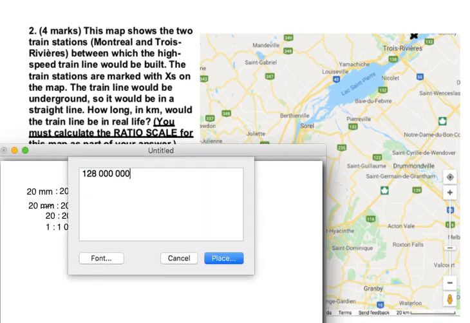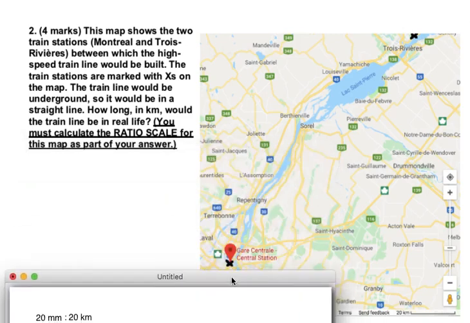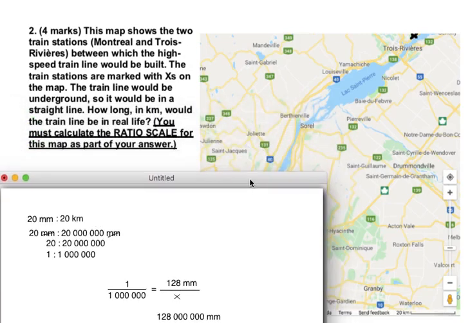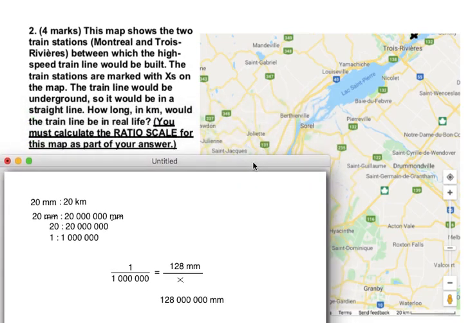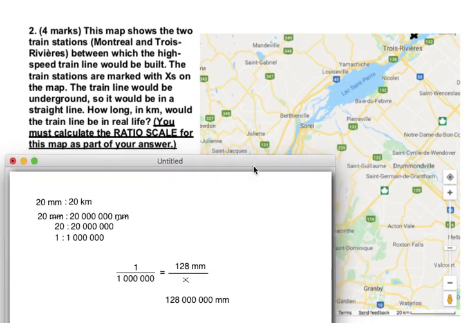You should end up with 128 million millimeters as the real life distance between these two x's, the two ones on the map there. Now, of course, in real life, if somebody asked you how far it was from Montreal to Trois-Rivières, you wouldn't tell them it's 128 million millimeters because you wouldn't really know what to do with that. That's why in the question it says how long in kilometers would the train line be. So that's a more useful unit for what you'd want to know.